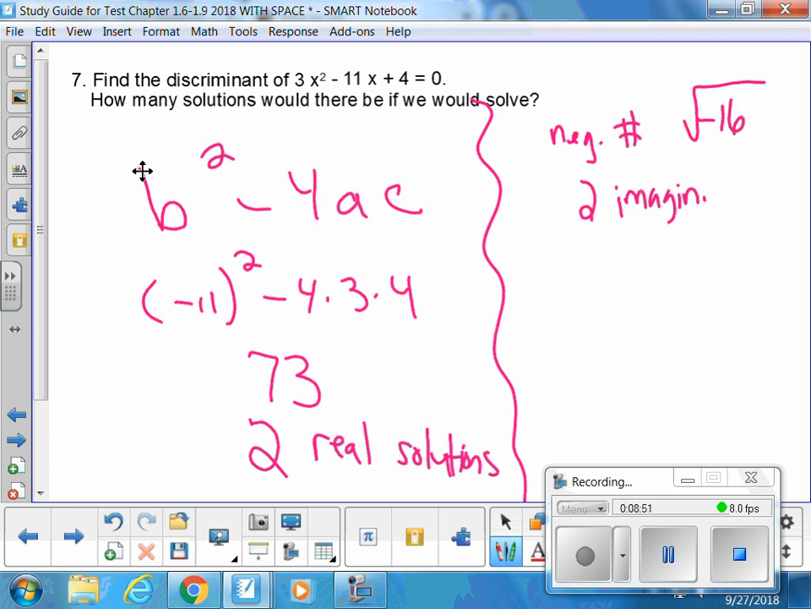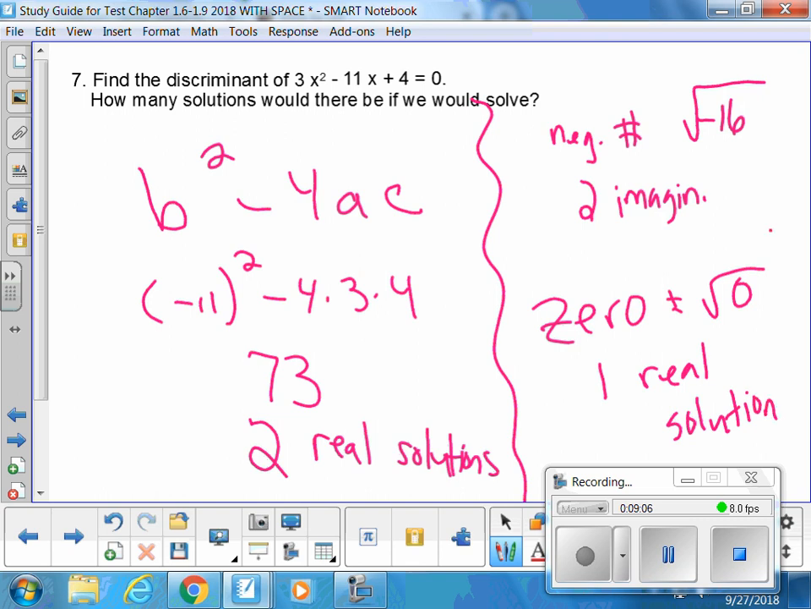And then, what if you would get a discriminant that would end up equal to 0? What would that tell you about your solution? Only one real solution. Yeah, because you would just get a 0, and then you'd have a plus or minus 0. One real solution. Those are the other possibilities of what could happen.